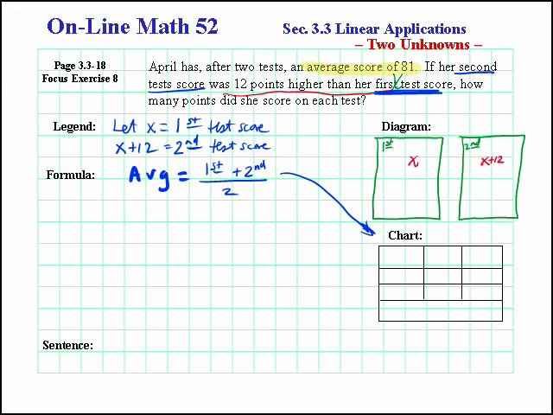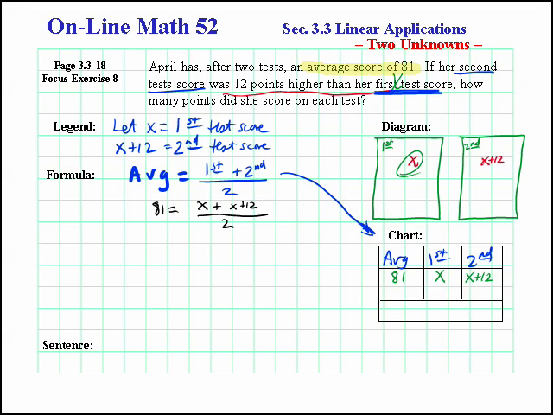Let's see, I'll put in here average, AVG. We'll put in the first test and the second test scores, and let's see. What numbers do we have for average? The average is 81. The first test we said was X. The second test is X plus 12. And when we put this together into the equation, we get average again is 81 equals X plus X plus 12 divided by 2. Don't forget to divide by 2 in this problem. We're finding the average value.